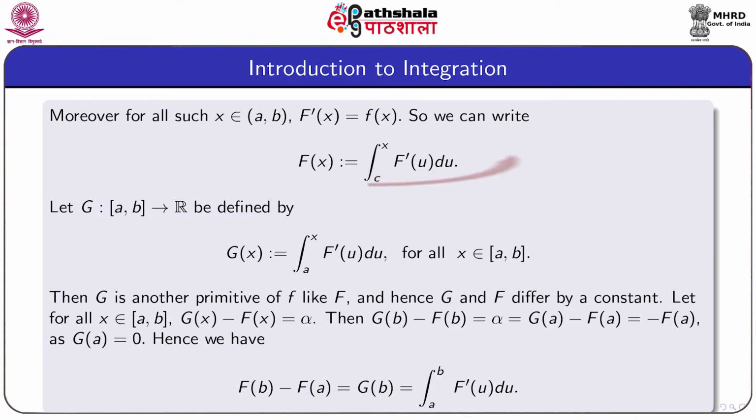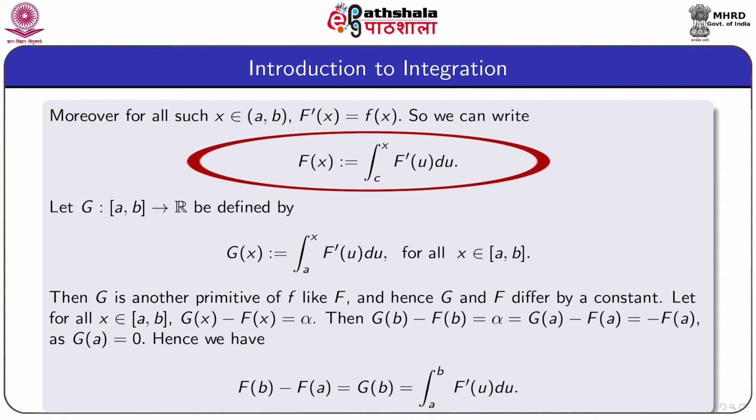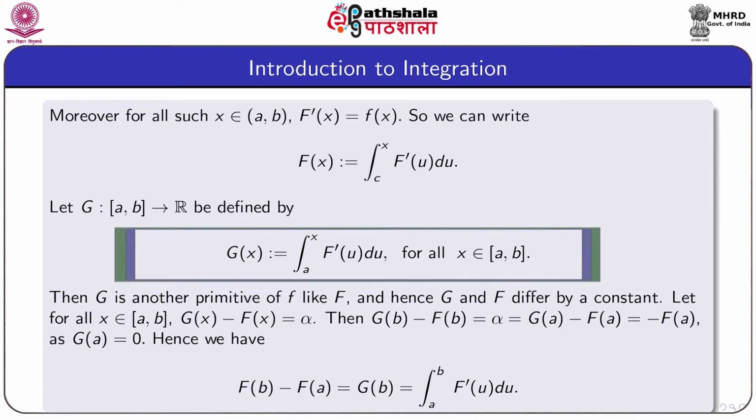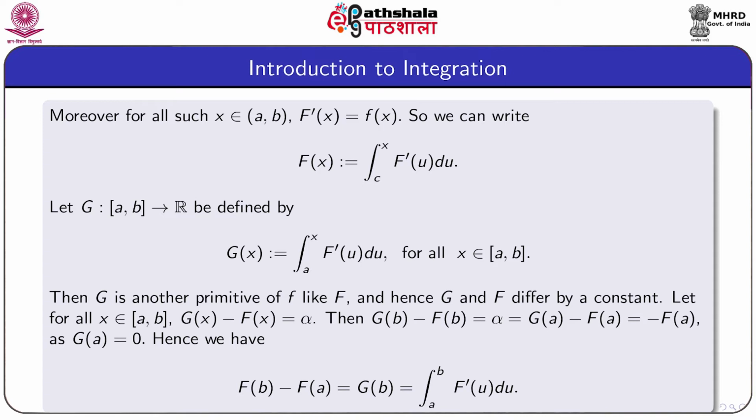So, we can write capital F(x) equals integral c to x F dash u du. We define another function capital G over the bounded closed interval AB by capital G(x) equals integral a to x F dash u du for every x in the bounded closed interval AB. Clearly, capital G is another primitive of small f like capital F. Therefore, capital G and capital F differ by a constant. Let capital G(x) minus capital F(x) equal alpha for every x.